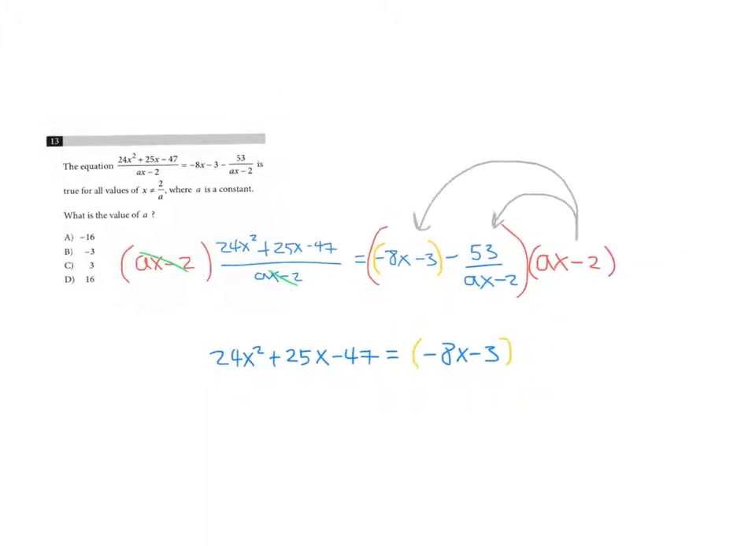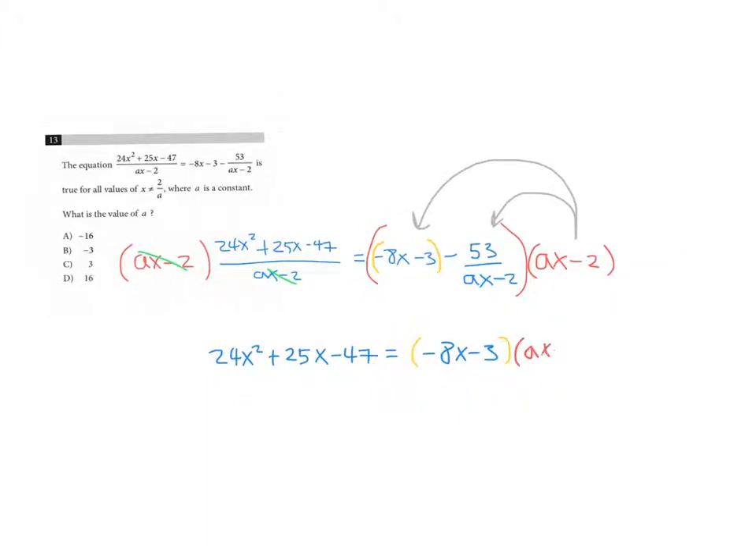times ax minus 2. And we are subtracting the 53 over ax minus 2 times ax minus 2. And then these cancel. So that effectively gets rid of the denominators here. So I'm going to leave this ax minus 2 over here, this little double parentheses.